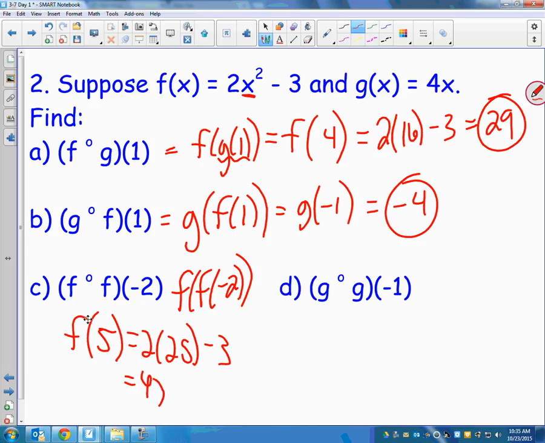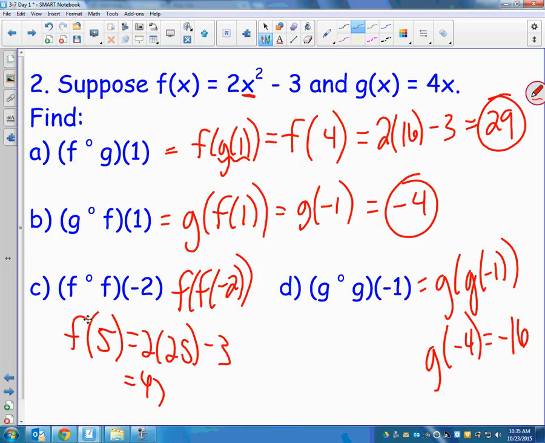$47? Did you get 47 for C? Yep. And negative 16 for D? Did you get negative 16? Questions about the number part of that? All right, let's do the actual function part of it then.